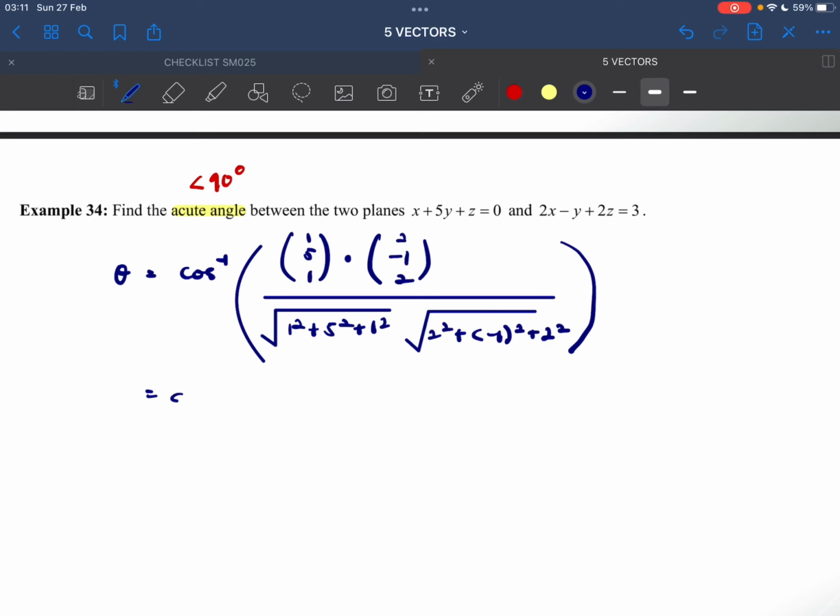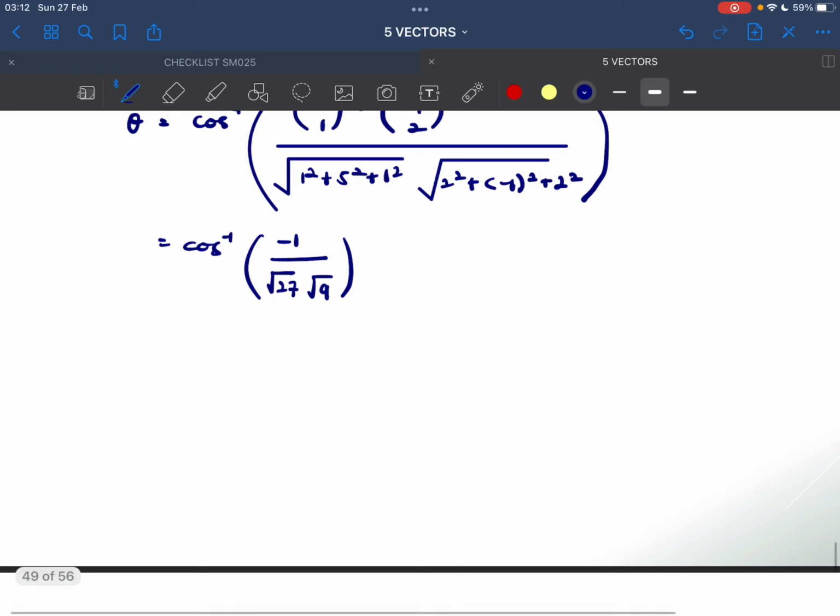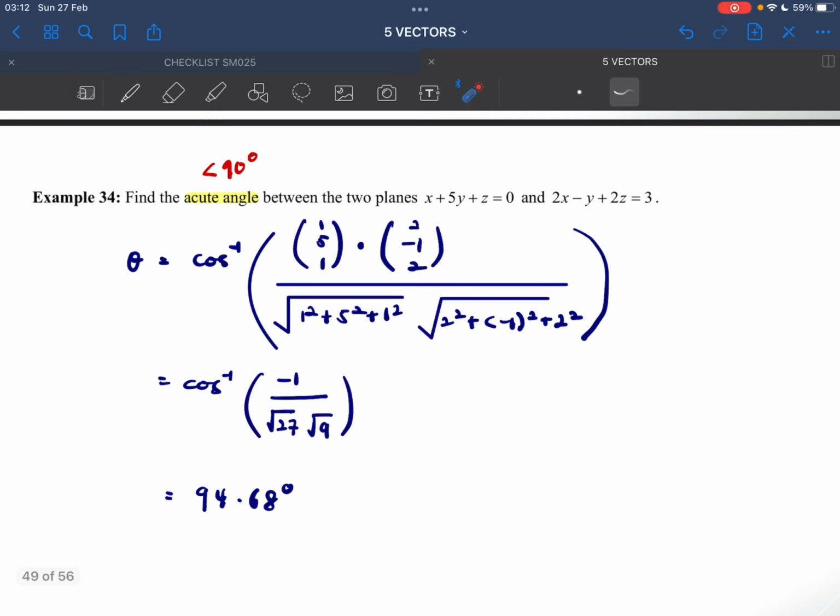And here we have inverse cos. The dot product should be 2 minus 5 plus 2. We have negative 1 divided by square root 27 times square root 9. Okay, so now you get the answer 94.68. But remember, the question said find the acute angle. Acute angle has to be less than 90 degree.